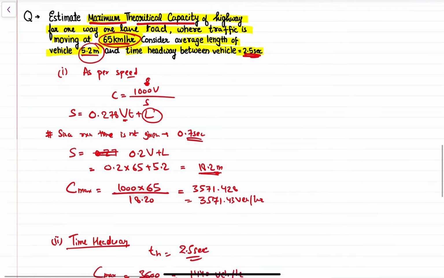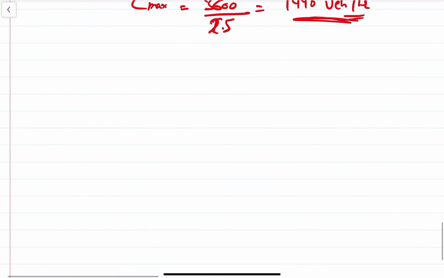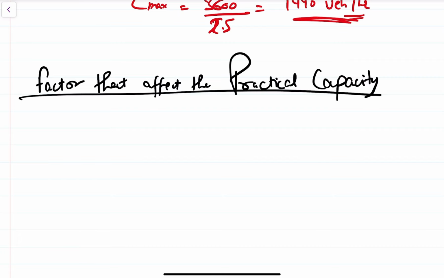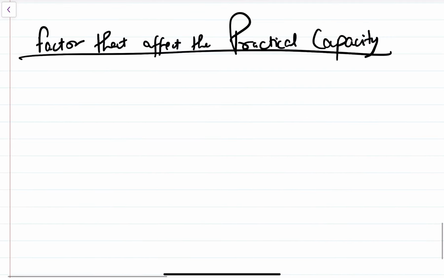All right. So let's quickly discuss the factors that affect the practical capacity. Okay. So the first one will be lane width.